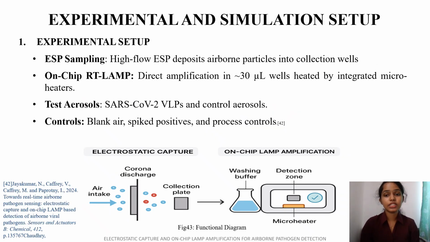So, experimental and simulation setup: ESP sampling, with high flow rates, the ESP deposits airborne particles into the collection wells. On-chip RT-LAMP: direct amplification in approximately 30 microliter wells heated by integrated microheaters. Test aerosols are SARS-CoV-2 VLP and control aerosols. Blank air, spike positives, and process controls were the controls.